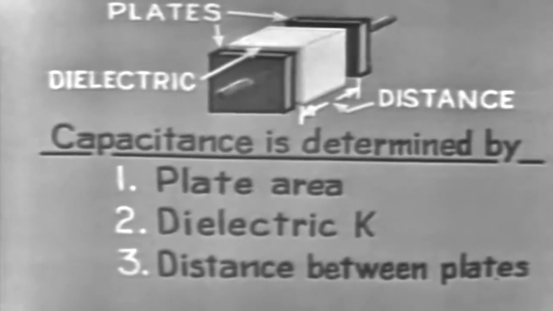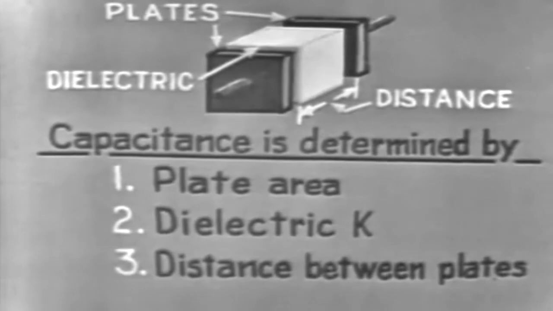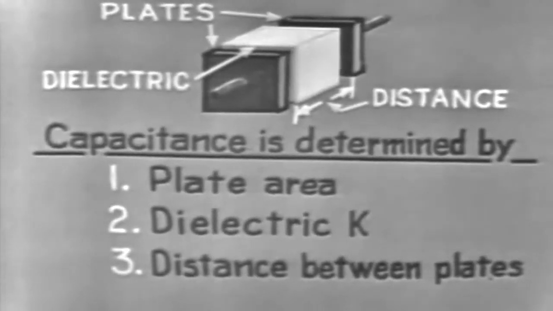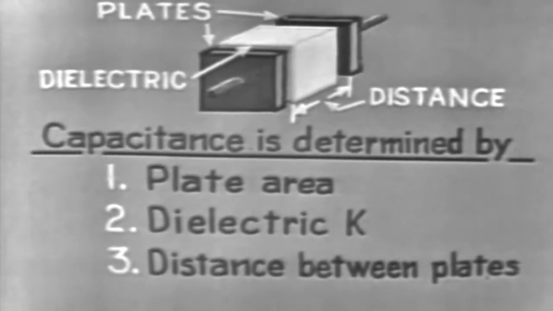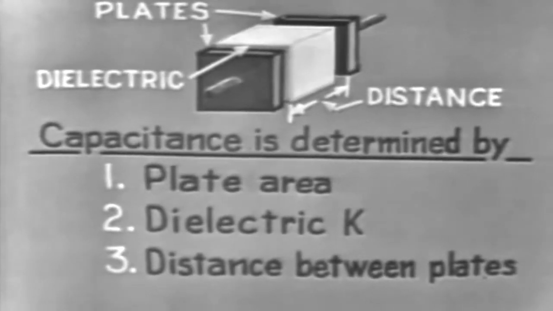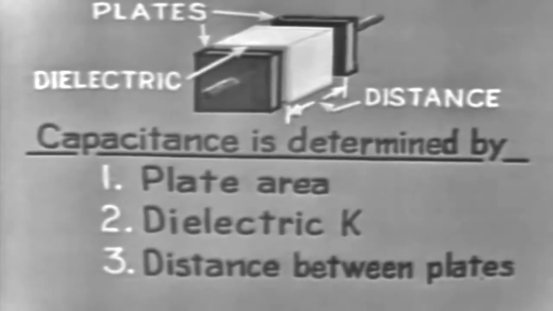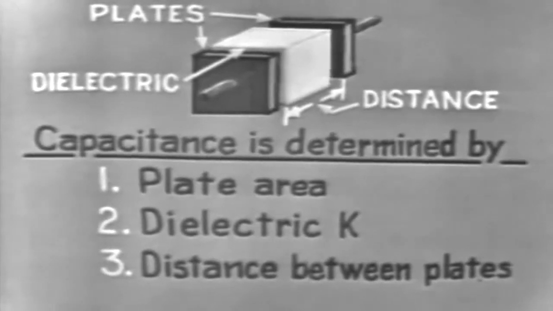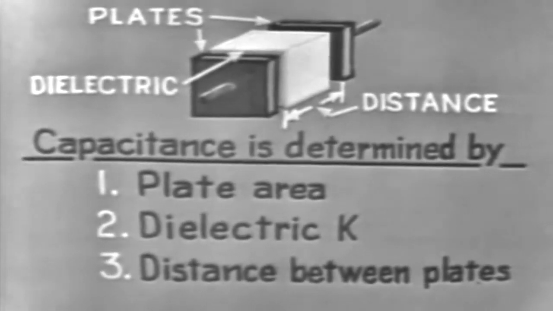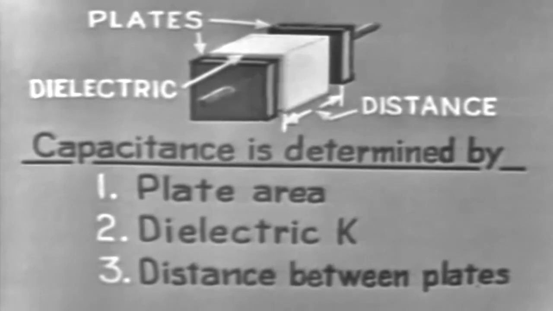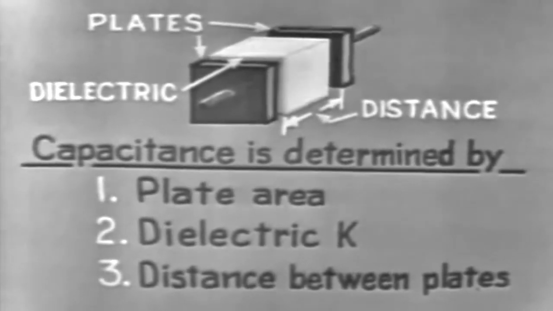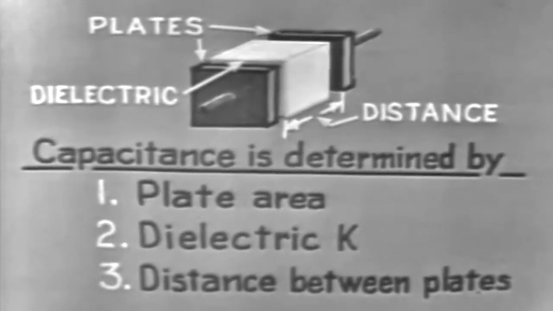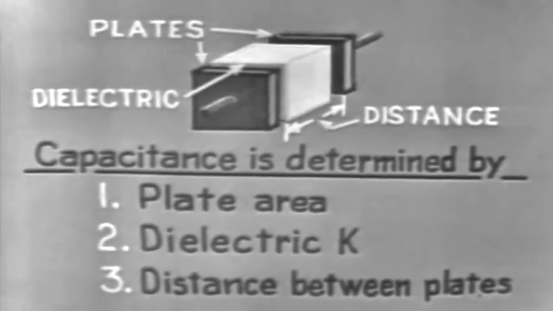Factor number 2 is dielectric constant, symbolized by the letter K. The greater the K value, the greater the capacitance. The distance between plates is factor number 3. This factor works inversely. The greater the distance between the plates, the smaller the value of capacitance. Now, I'm sure that plate area and distance between plates requires no further explanation.